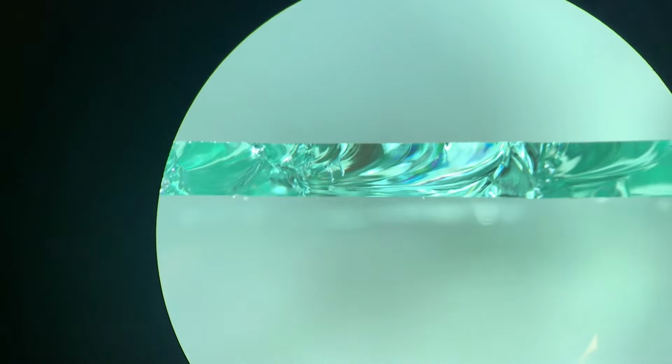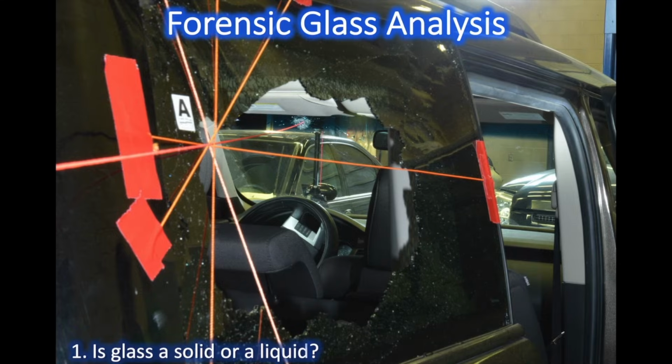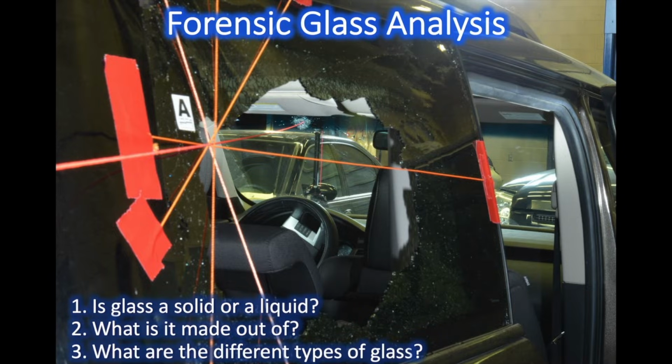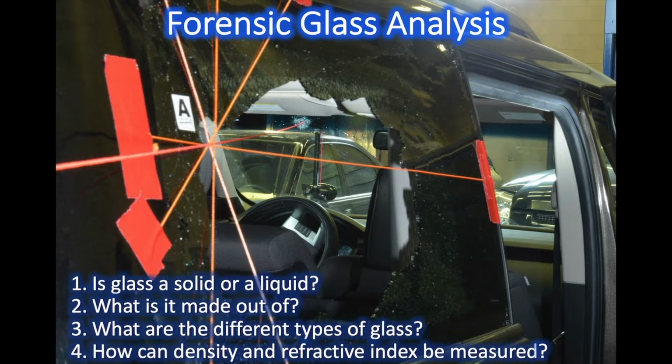So the first question that we'll address is, is glass a solid or a liquid? What state is glass in? What is it made out of? What's the composition? The third thing is we'll ask the question, what are the different types of glass that exist?